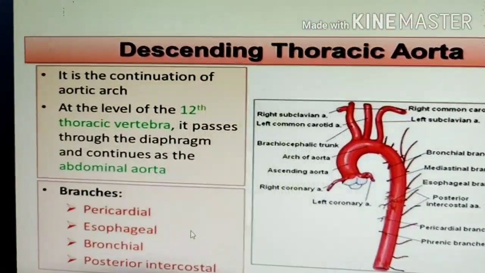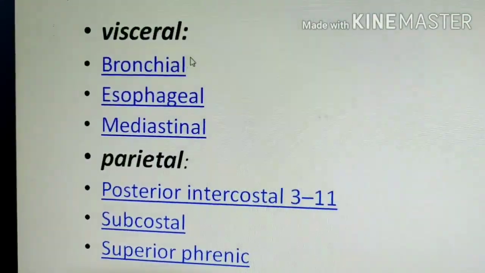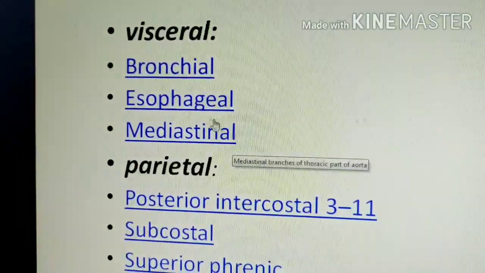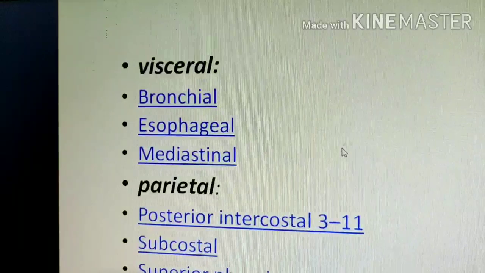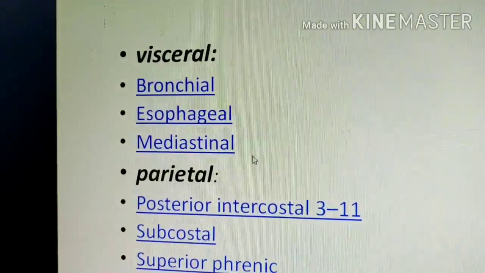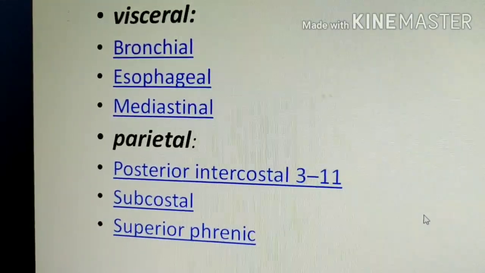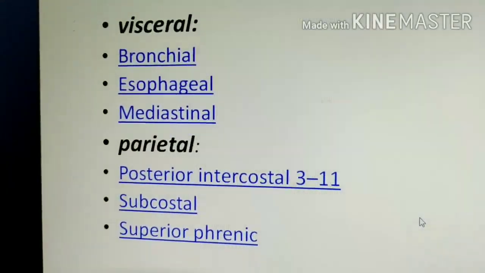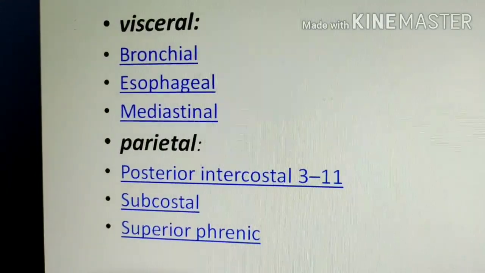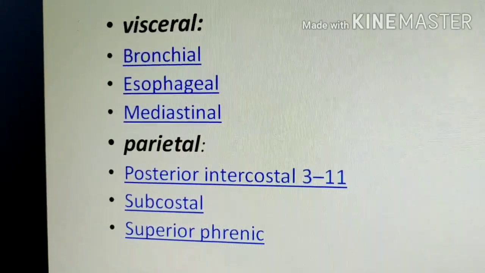Descending thoracic aortic branches can be divided into visceral branches and parietal branches. Visceral branches are the bronchial artery, esophageal artery, and mediastinal arteries. Parietal branches are the posterior intercostal arteries 3 to 11. It should be remembered, dear students, that the 1st and 2nd are not branches of the descending thoracic aorta. Subcostal and superior phrenic arteries also are parietal branches.